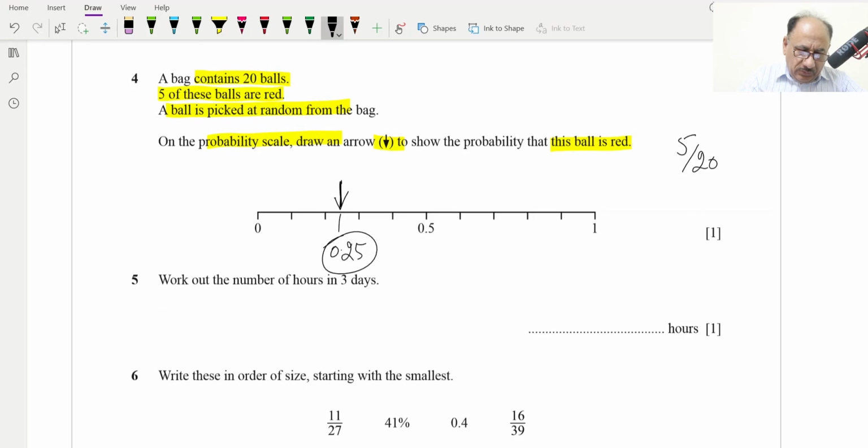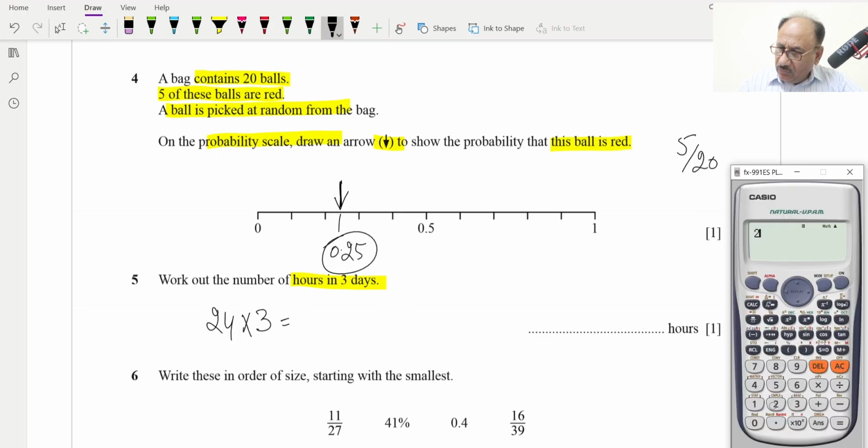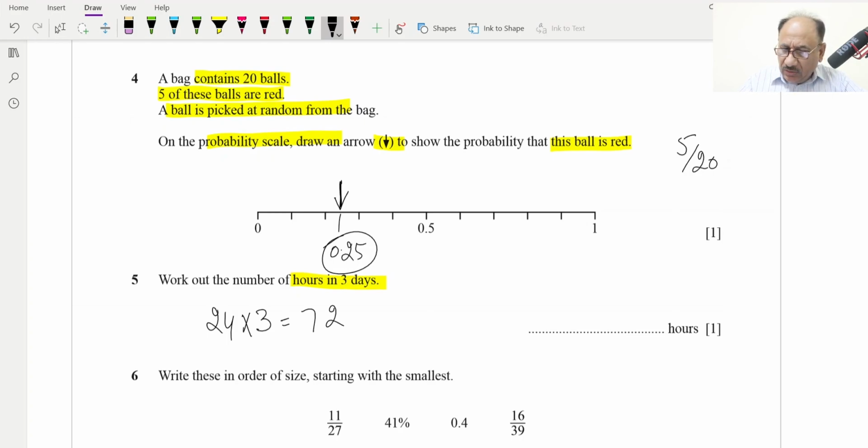Now question number 5. Work out the number of hours in 3 days. As we know, there are 24 hours in one day, and there are 3 days. So the number of hours in 3 days will be 24 multiplied by 3, and 24 multiplied by 3 is equal to 72. So our answer will be 72 hours.